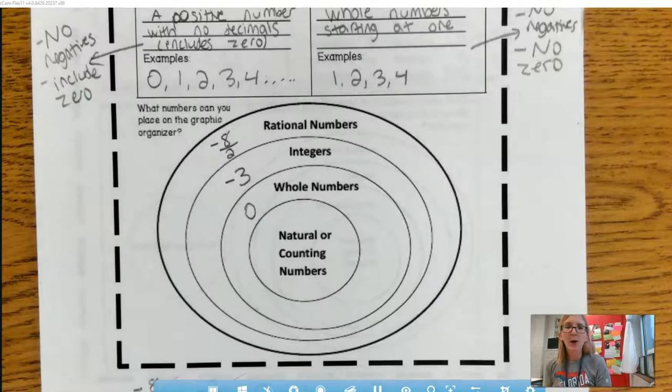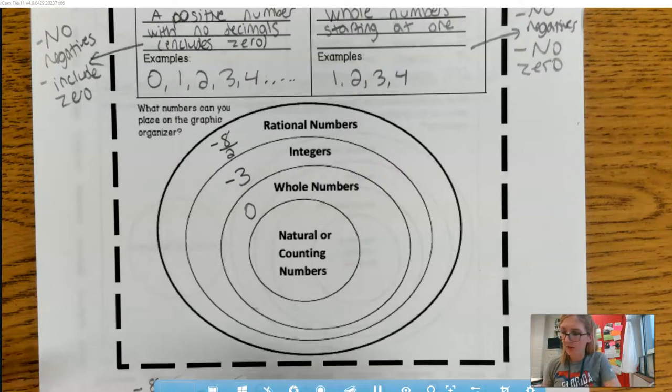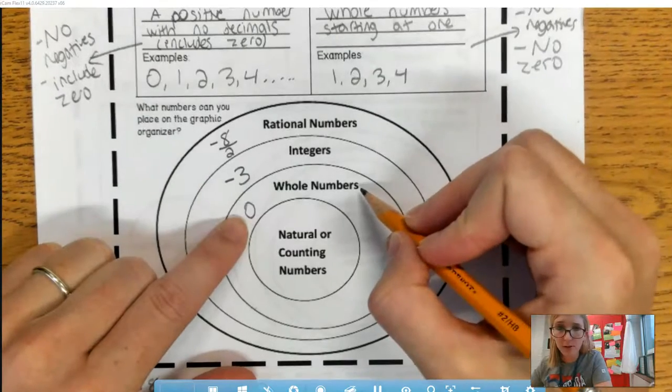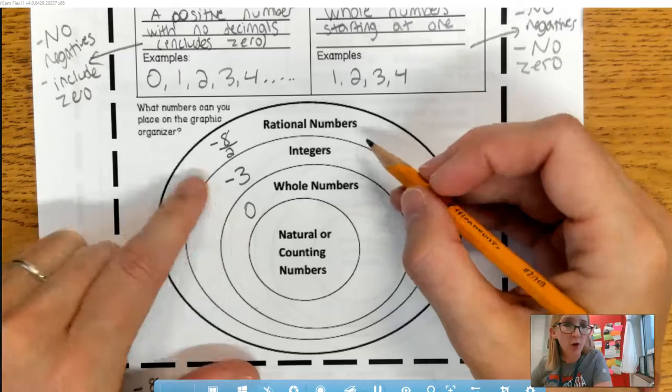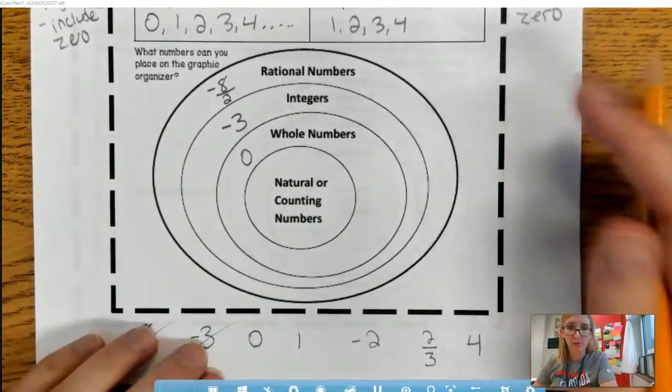All right, now I want you to use the graphic organizer to tell me what categories 0 belongs to. All right, I hope you said that 0 is a whole number, an integer, and a rational number, because it's in all three of those circles.